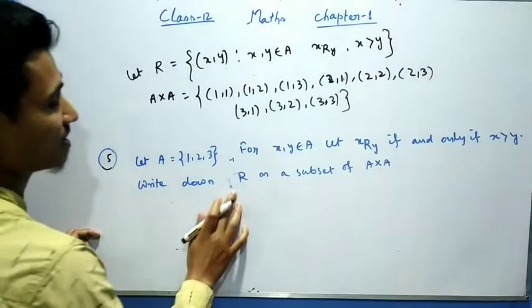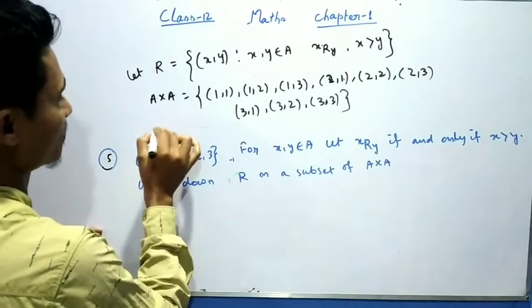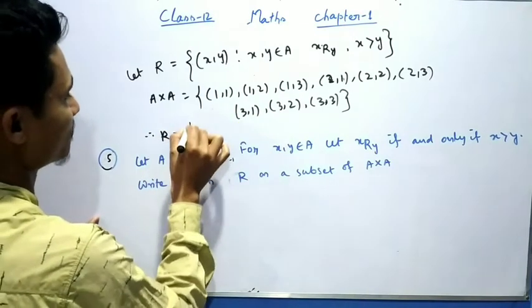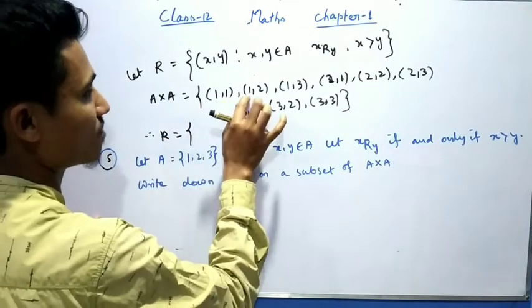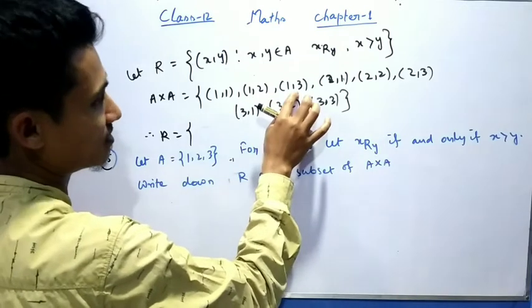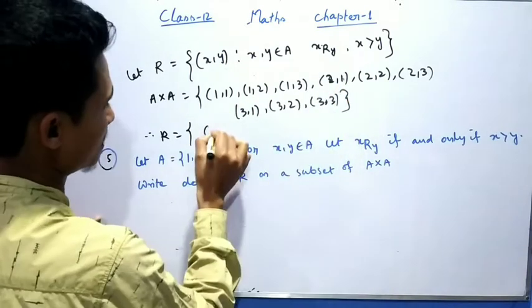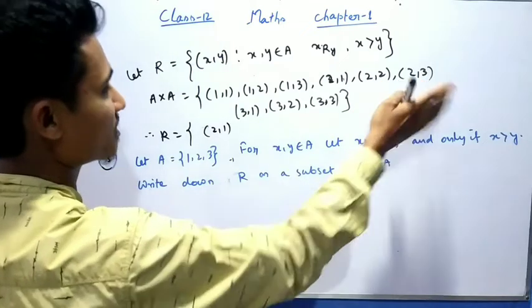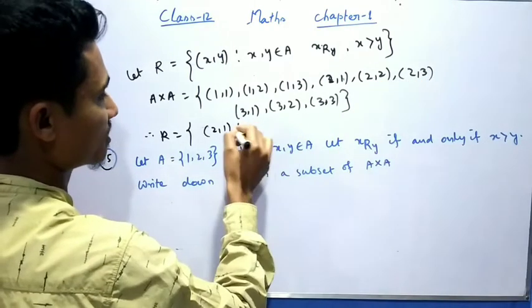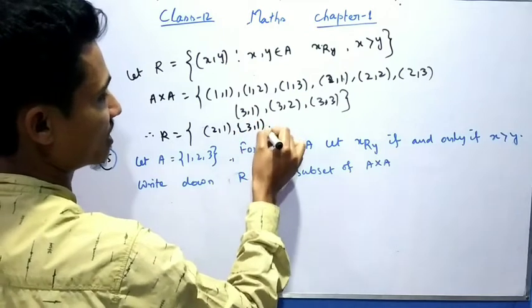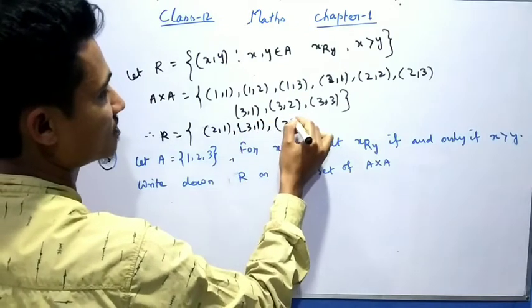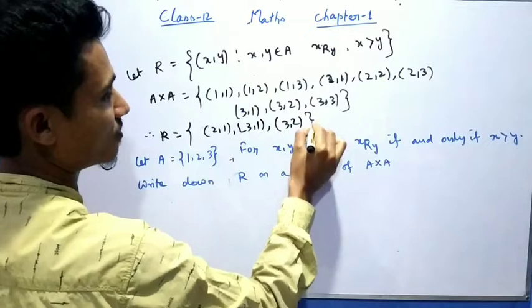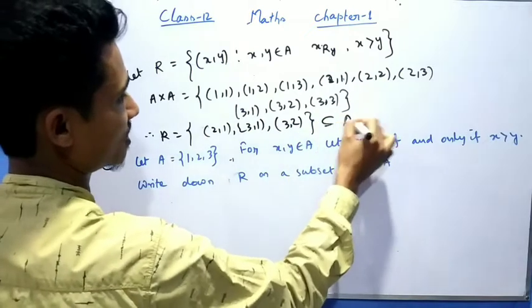So we have to pick up the elements such that x is greater than y. Therefore R will be, what are the elements? 1 will not be there. 1 is greater than 2, no. 1 is greater than 3, no. 2 is greater than 1, yes. 2 is greater than 2, no. 2 is greater than 3, no. 3 is greater than 1, yes. 3 is greater than 2, yes. Is 3 comma 3 there? No.